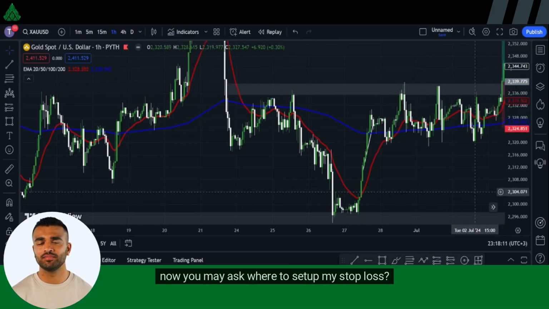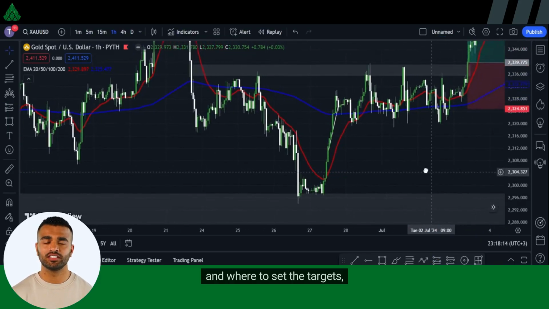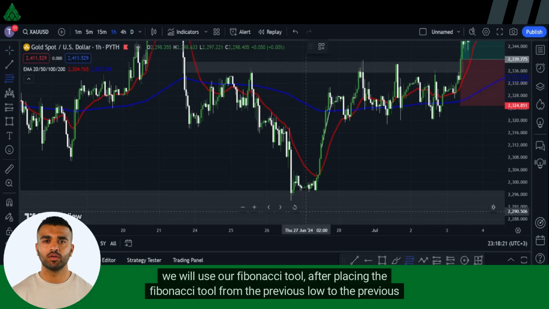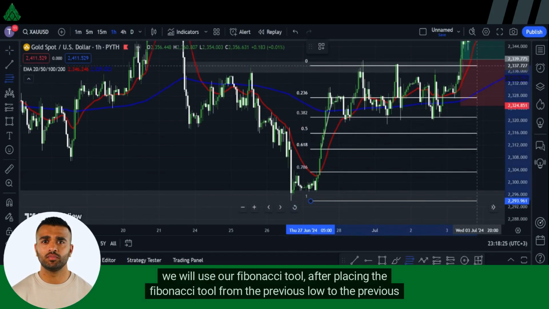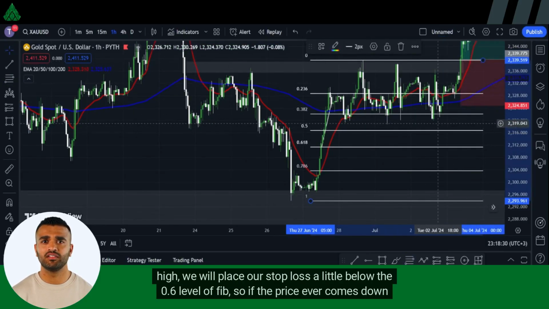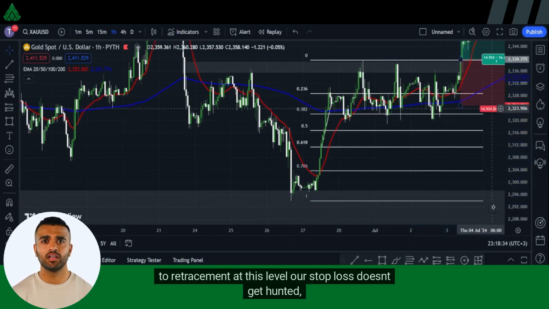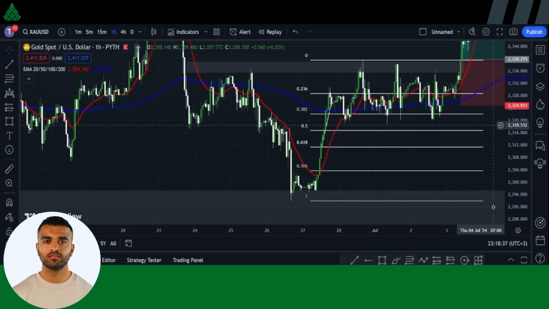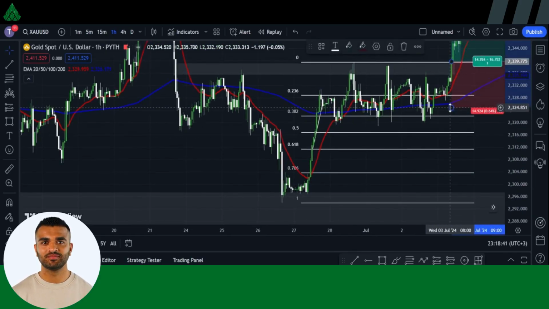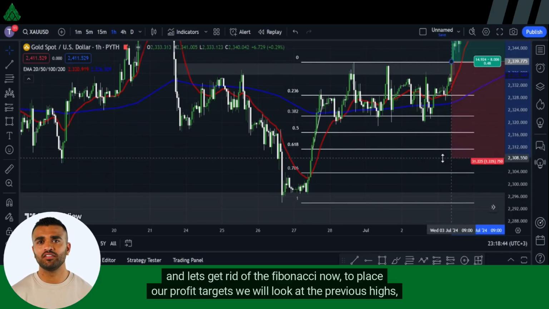Now you may ask where to set up my stop loss and where to set the targets. So for stop loss, we will use our Fibonacci tool after placing it from the previous low to the previous high. We will place our stop loss a little below the 0.6 level of Fib, so if the price ever comes down to retrace to this level, our stop loss doesn't get hunted. So let's extend this stop loss to here. And let's get rid of the Fibonacci now.